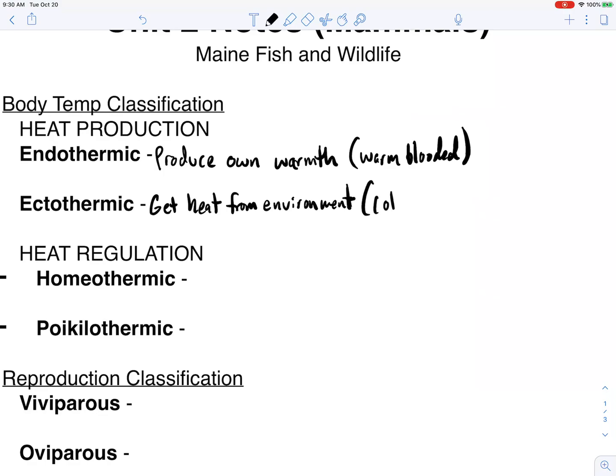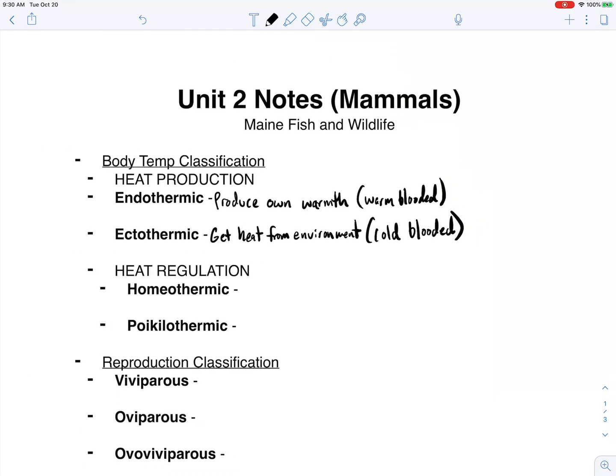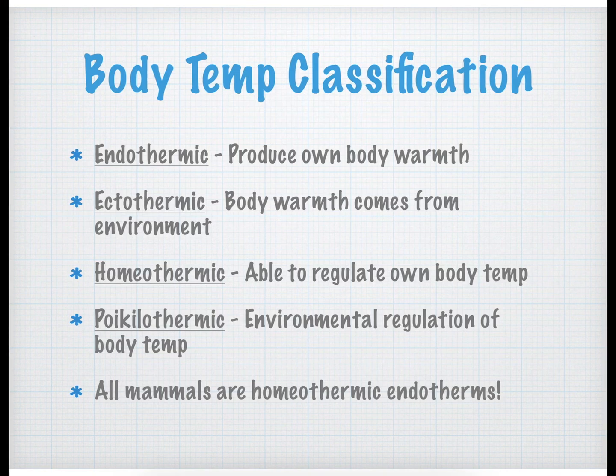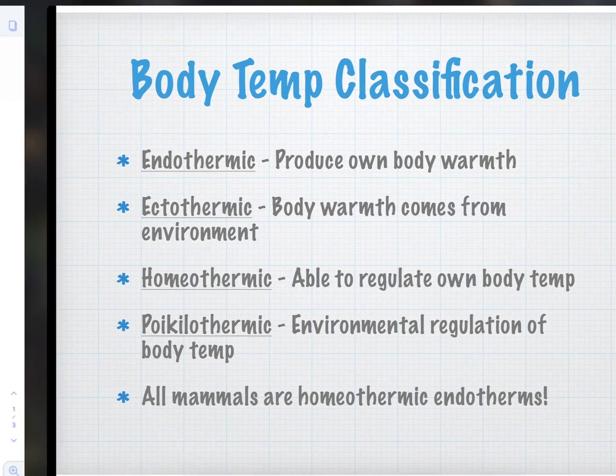So we would call them cold-blooded. Fish would be the same way. If you catch a brook trout in the wintertime ice fishing and you pull him out of 33-degree water, his body temperature is 33 degrees. So it's kind of interesting. Now, we can look here on our sheet. Those next 2 terms have to do with heat regulation. So the first 2 terms we're thinking about, where does your heat come from? Second way we classify this would be how do you regulate your body warmth?